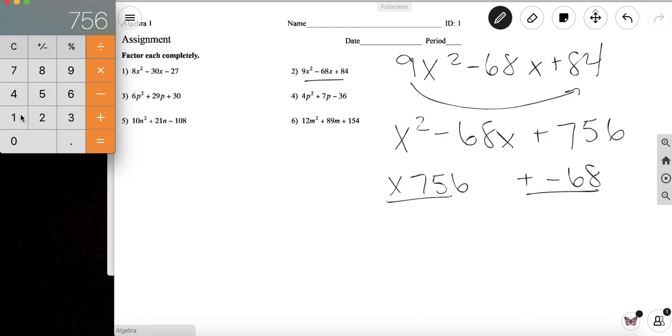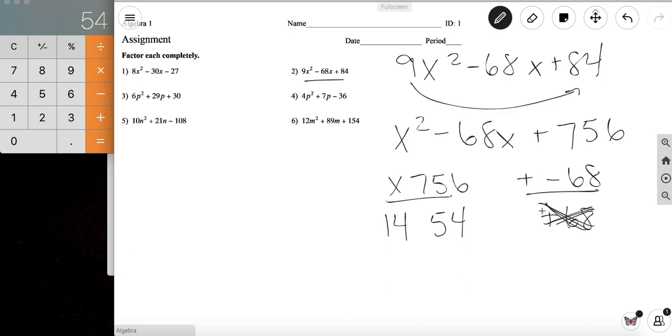756 divided by 12. 12 and 63 cannot combine to get me that. So we just keep guessing. I know, it sounds crazy, but you literally just keep guessing. Ooh, I think I found it. 14 and 54. Now here's the problem. When I multiply them together, I do get a positive. But when I add them together, I get a positive 68, and that's not what we want.